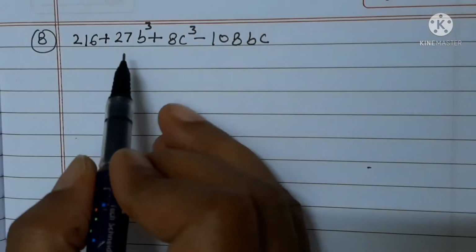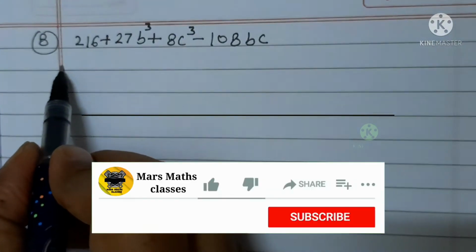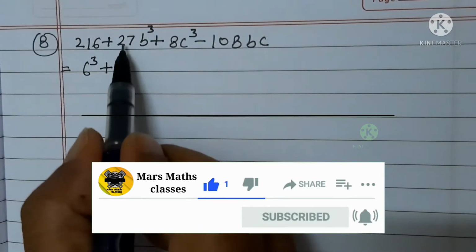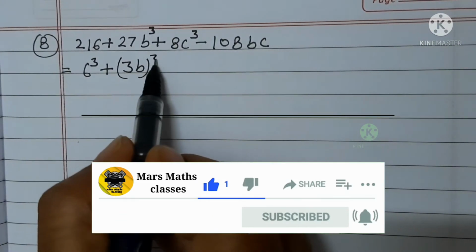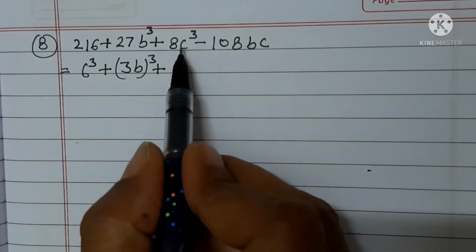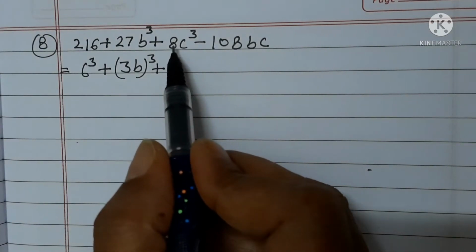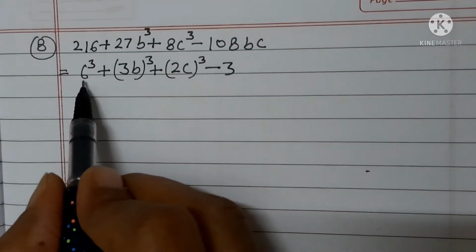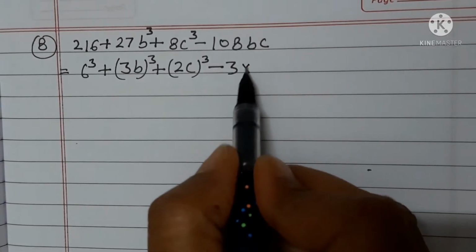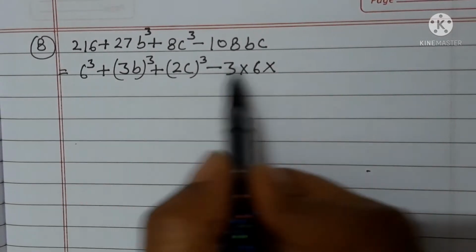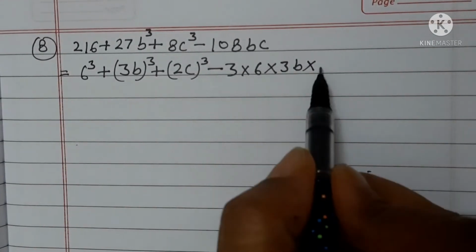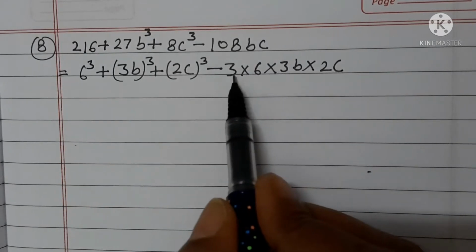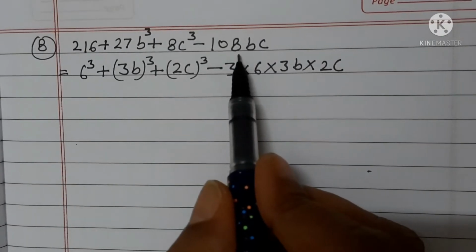Question number 8, you can write 216 as 6 cube, 6 6s are 36, 6 are 216, plus this is 3b whole cube, 3 3s are 9, 3 are 27, plus 2 2s are 4, 2 4s are 8, 2c cube, minus 3abc means 3 into 6 into 3b into 2c. Now match it. So 3 3s are 9, 2 9s are 18, 6 are 108bc.